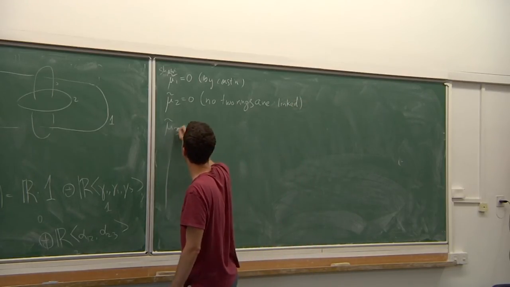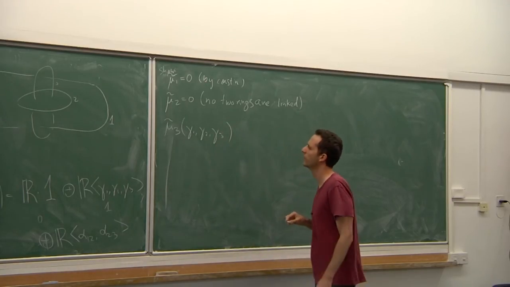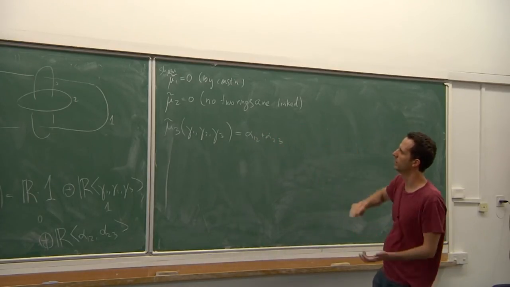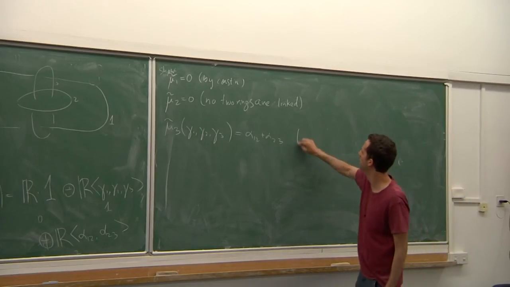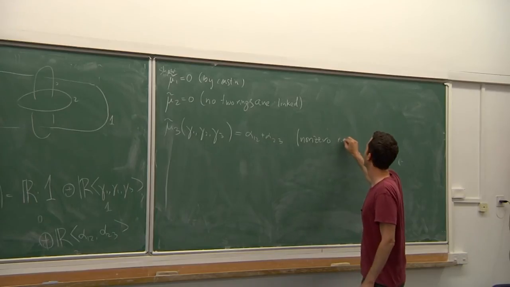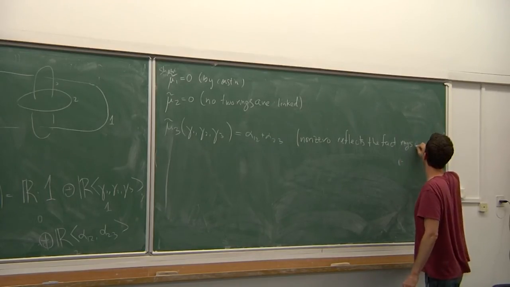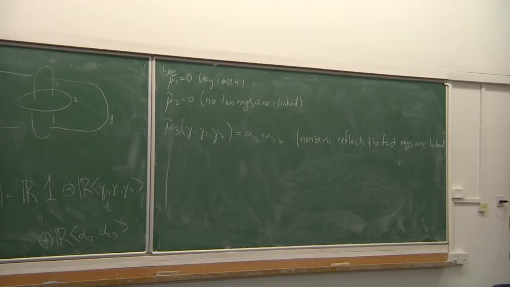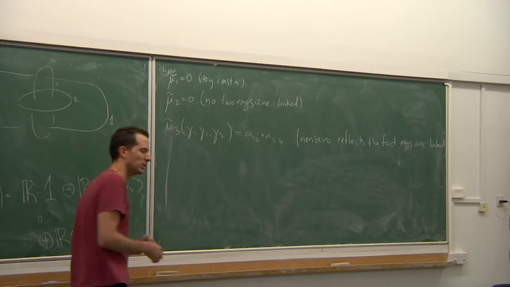And mu tilde 3 is non-zero. If I did the computation correctly, mu tilde 3 of gamma 1, gamma 2, and gamma 3 should equal alpha 1,2 plus alpha 2,3. And similarly, you'll always have the path from the two endpoints. It's non-zero, and this reflects the fact that the rings are linked. And you can set things up so that the higher operations vanish. I'm not sure if they always have to vanish, or if it depends on how you split your sequences, but you can set it up so the higher operations vanish.